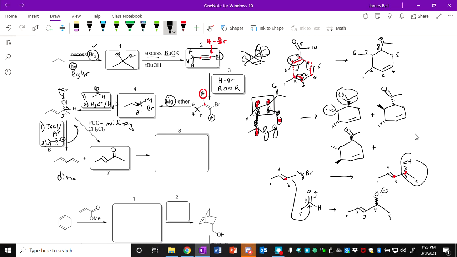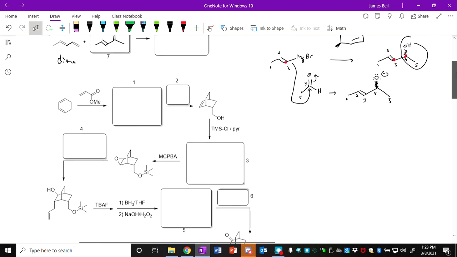And that could have also happened with the opposite spatial configuration for the groups on top. So there are really four possible isomers that I could draw. I would want to draw all four of them for compound 8. All right, so that's that one. Questions about that, feel free to give me a shout out.